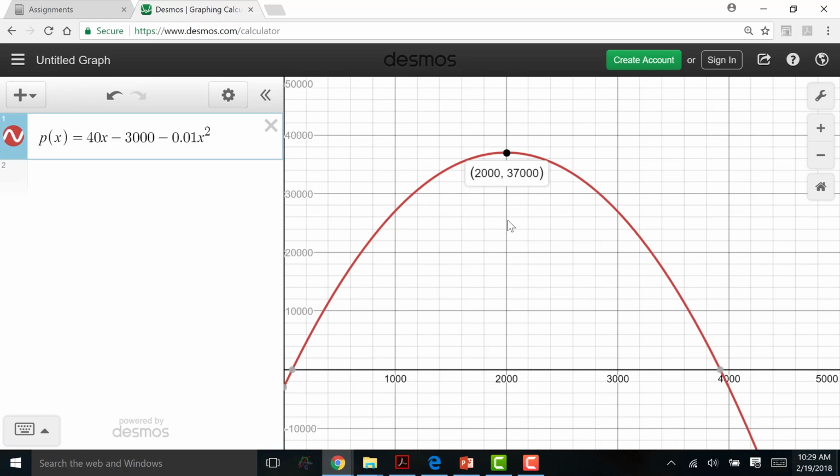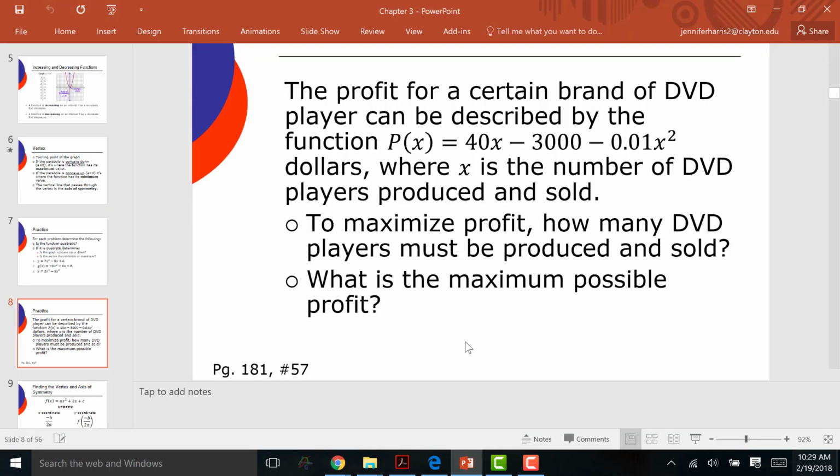2,000. The second one says, what was the maximum profit that we made? And how much was the maximum profit? $37,000. So anytime it says maximize, you are looking for that point right there. Well, that's easy, right? Not so bad. So now, let me go back to our PowerPoint again and say, did we answer both questions? Yes, we did. To maximize the profit, we said we needed to sell 2,000, and the maximum possible profit was $37,000. That's the most money we can make.